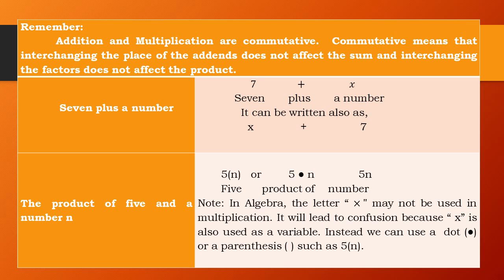Example, 7 plus a number: 7 plus x or x plus 7. The product of 5 and a number n: 5 times n, or 5n, or n times 5. In algebra, the letter x may not be used in multiplication because it will lead to confusion, since x is also used as a variable. Instead, we can use a dot or parentheses, such as 5 times n.